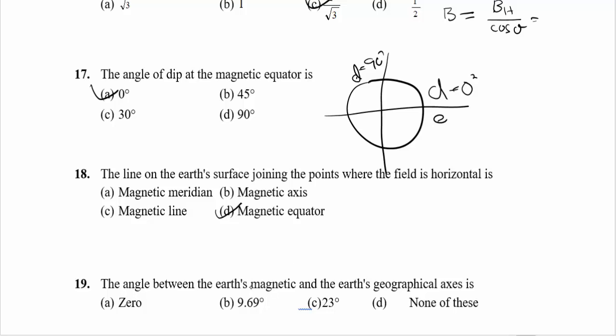19th question. The angle between Earth's magnetic field and Earth's geographic axis is 9.69 degree. Remember, it is a standard answer. Okay, this is the 19th question.